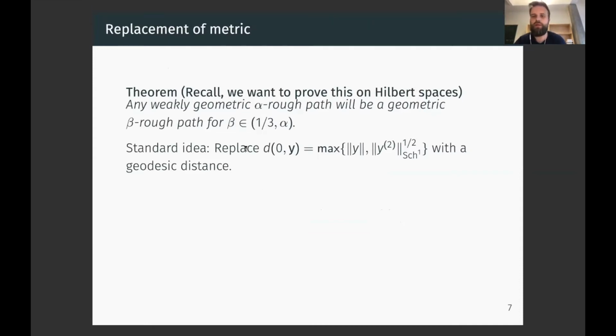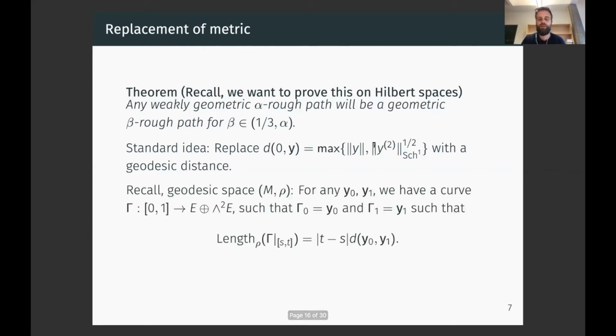So now we need to turn to Carnot-Carathéodory geometry. Recall that what we want to show is that we want to be able to approximate weakly geometric rough paths with bounded variation paths, or you can even go smooth. The standard way this is done in finite dimension is that you replace your distance, which we have here and we used, with a distance that is geodesic.